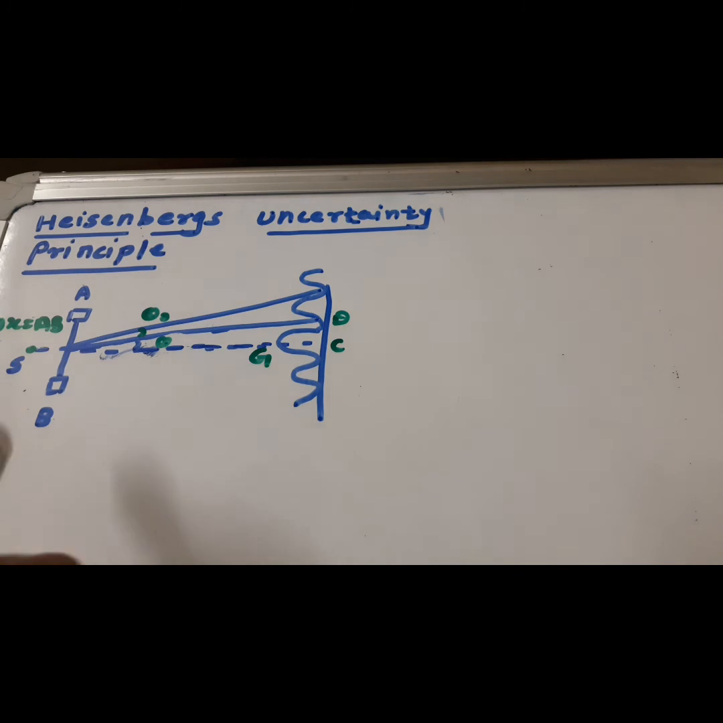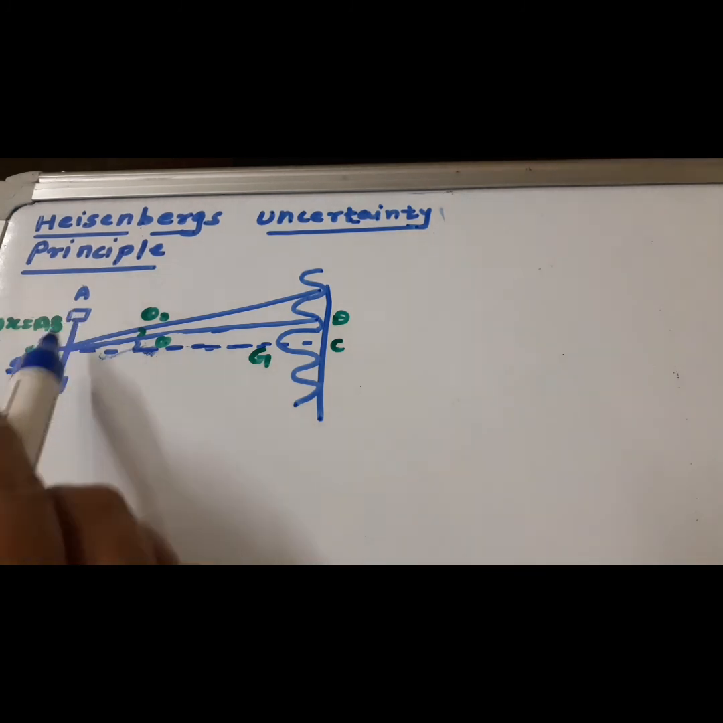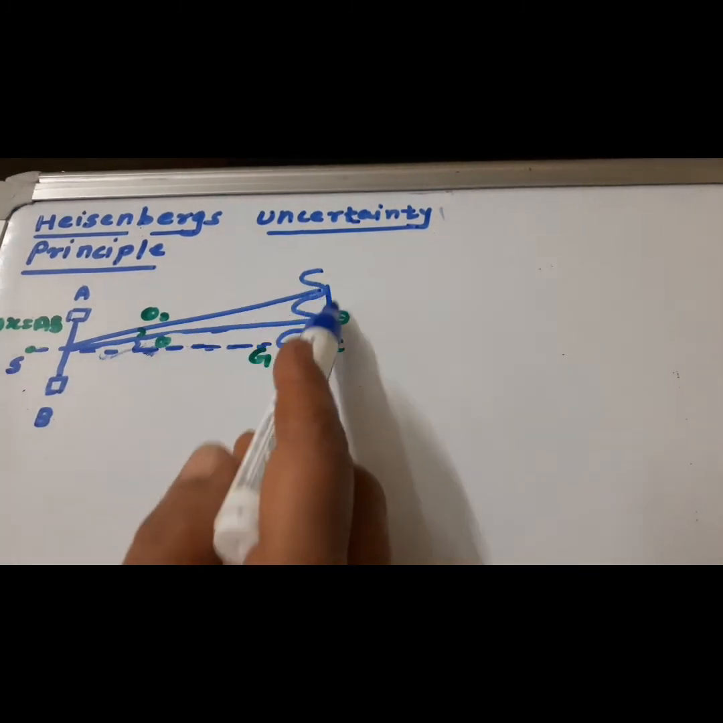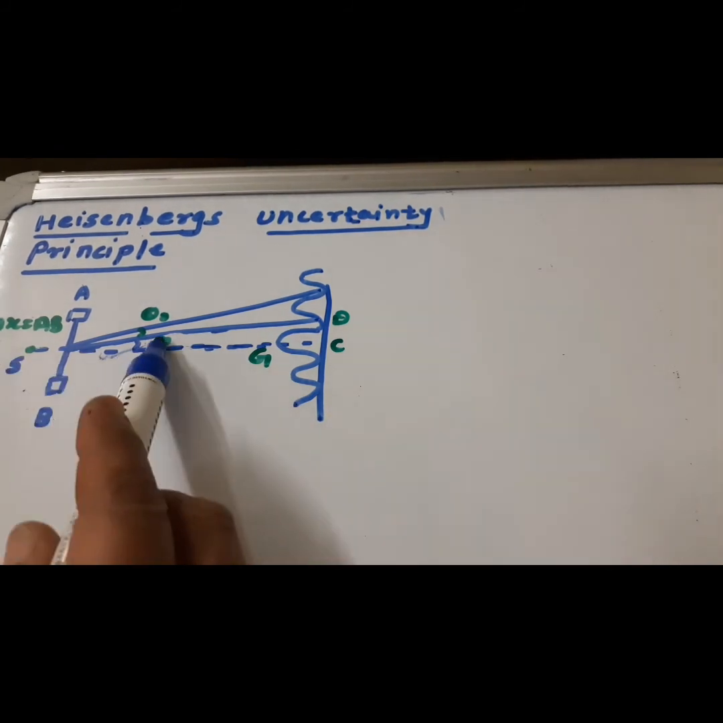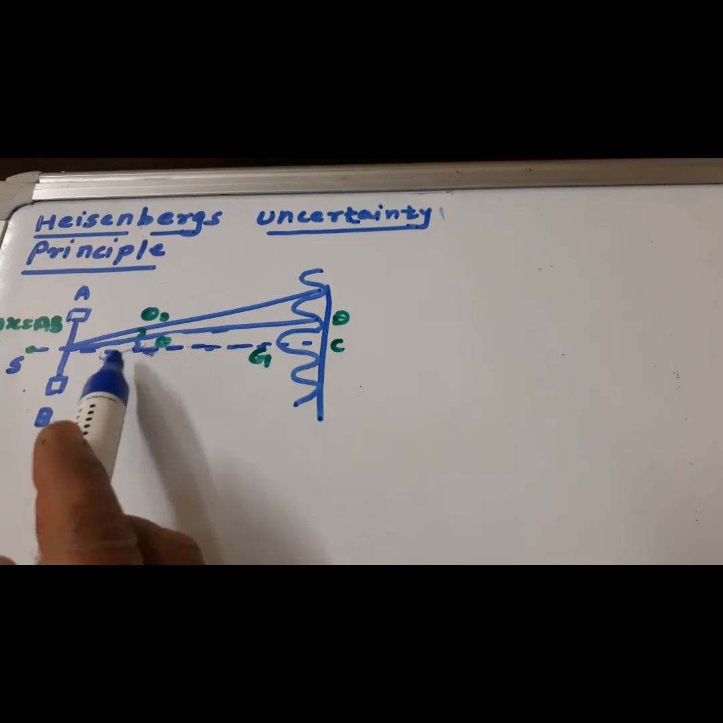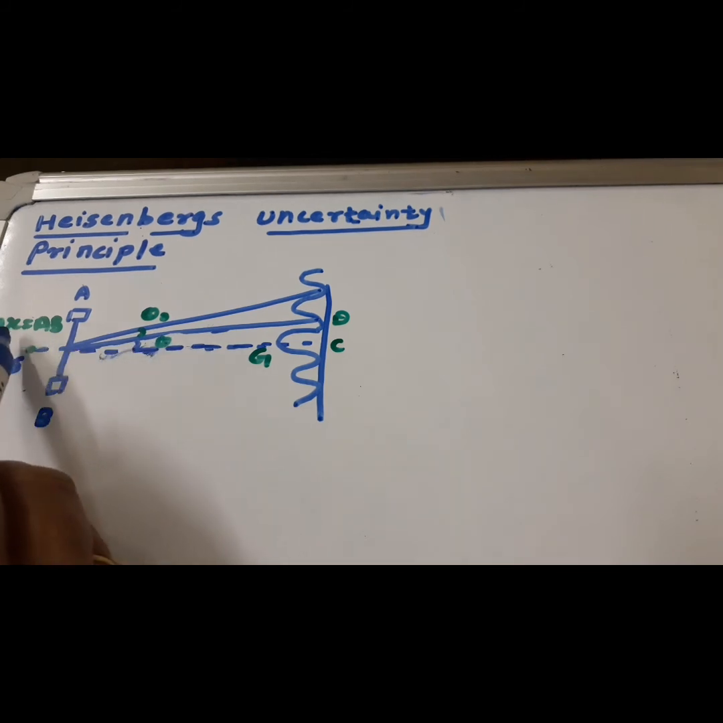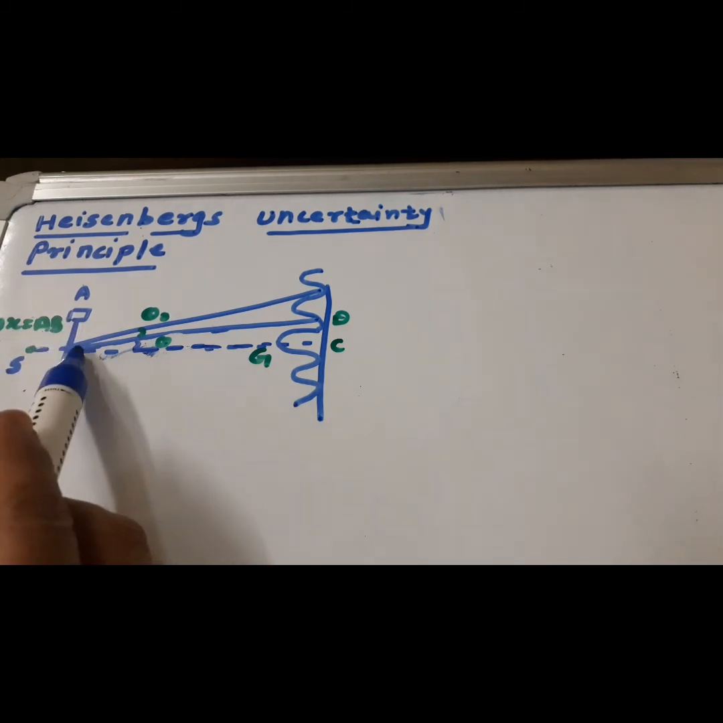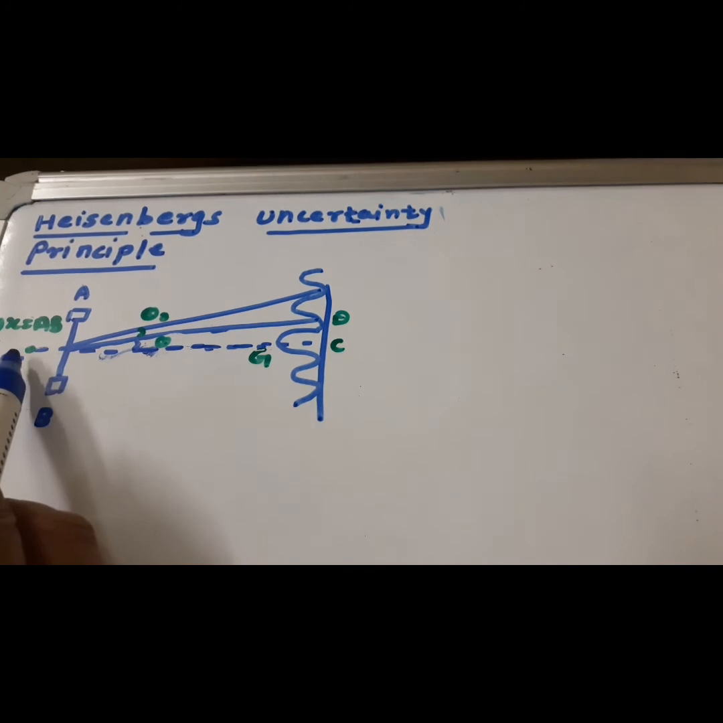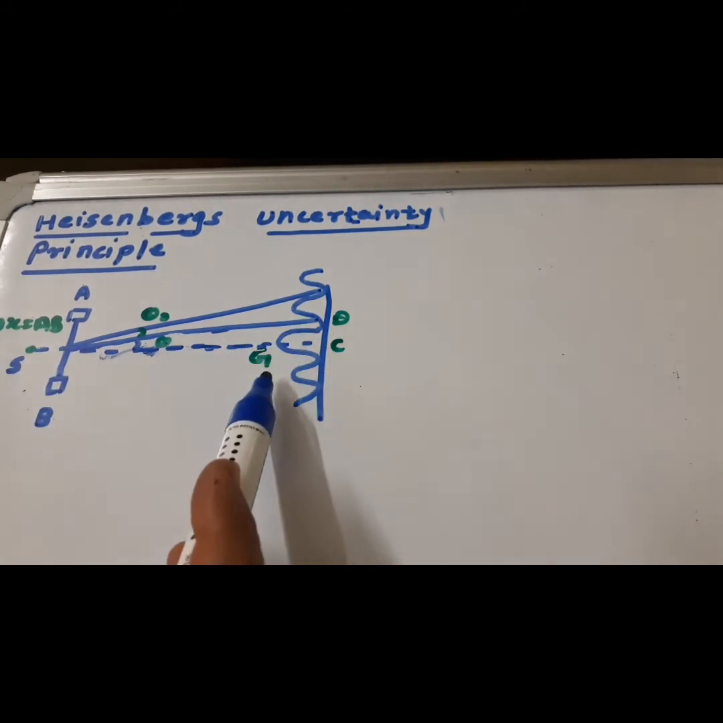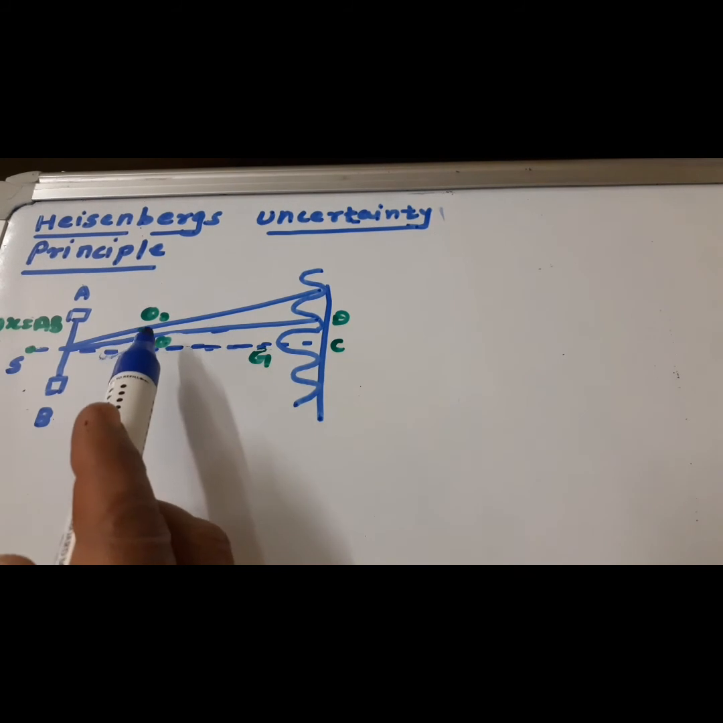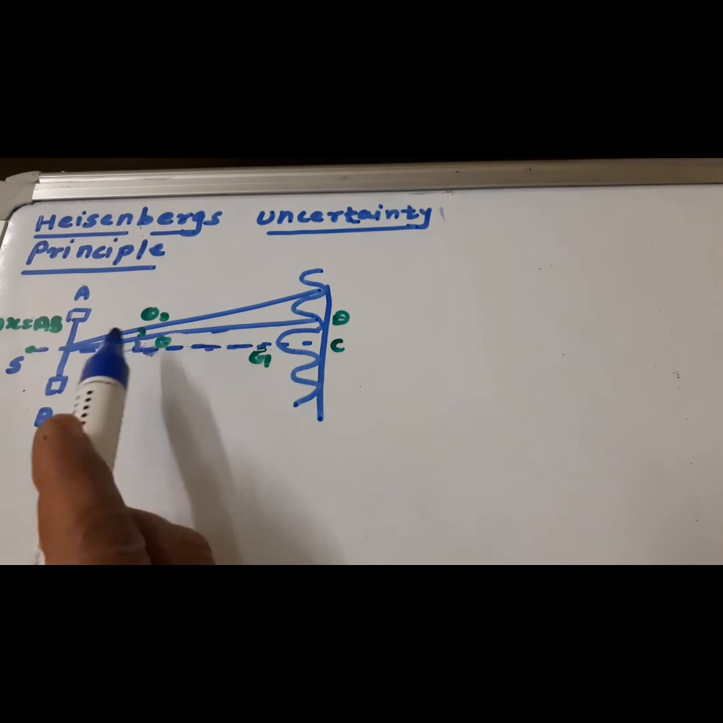Now this is the figure. In this figure, AB is the slit, this is the screen, S is the source, theta is the diffracted angle. Now delta x is the position error, that is equal to AB, and this is the path of the electron while traveling from the source, and this is the diffracted pattern of the electron. I will explain the figure.